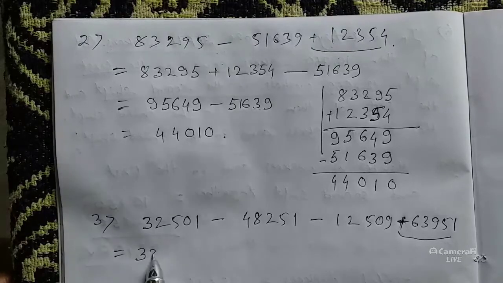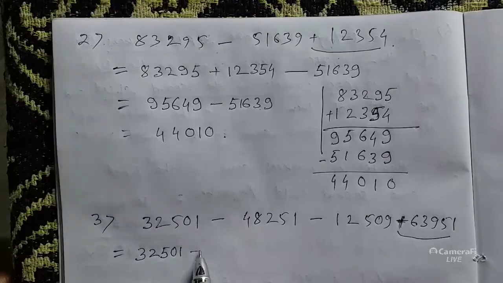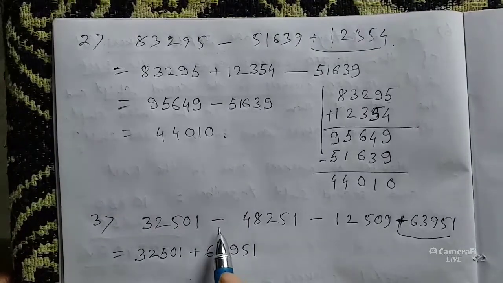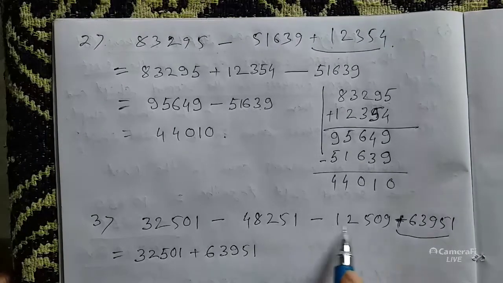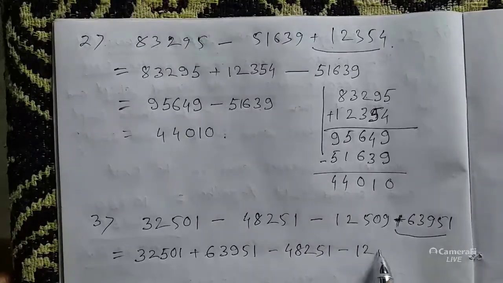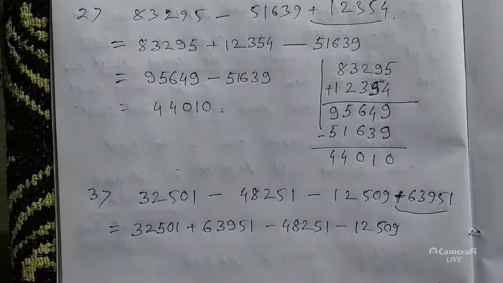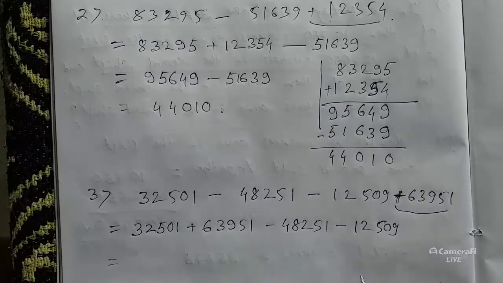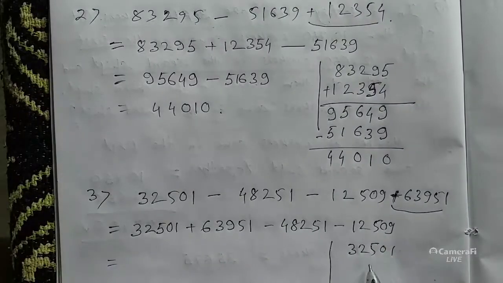The first number remains the same in its place, and then take this one plus 63951. Here is a subtraction this one and then a subtraction this one. We will write successively this and then this, 48251 and minus 12509. This is the arrangement. We have just done the arrangement. Now we have to do the work. First add between these two, 32501 and add 15936.